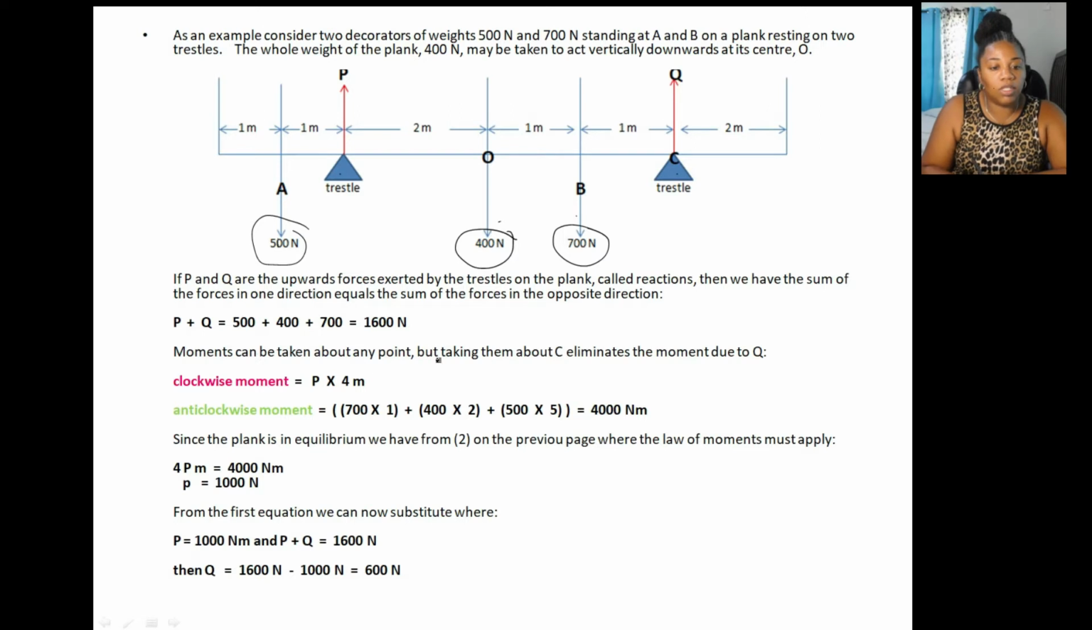So the moments can be taken about any point, but taking them about C eliminates the moment due to Q. So here we have C, and we're not going to look at Q at this moment. That's going to be ignored. So if you have your pivot, and we're looking at B from this, B will be going anti-clockwise, O will be going anti-clockwise, and A will be going anti-clockwise, right? However, P from C would be going where? If you have to move it up, it's going to be going clockwise, right? So A, O, and B will be anti-clockwise.